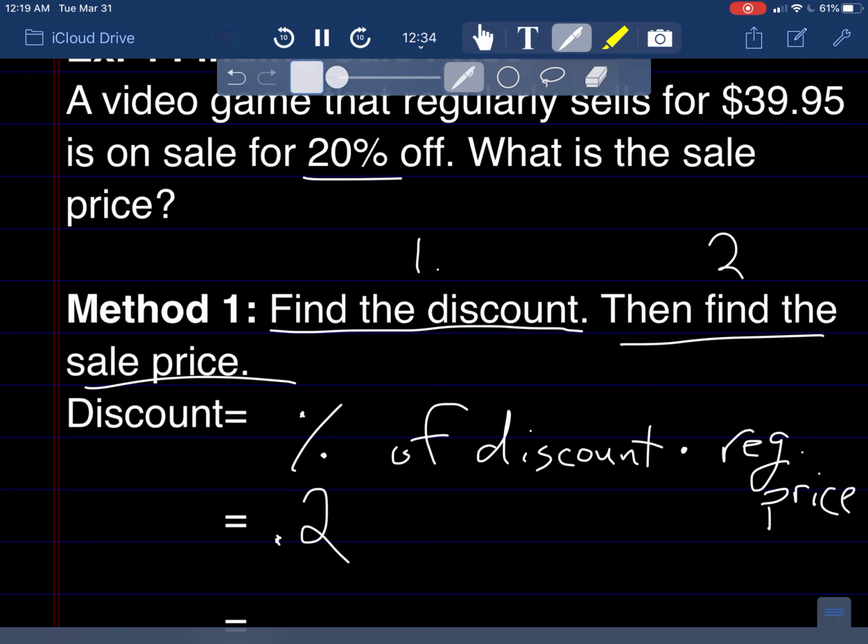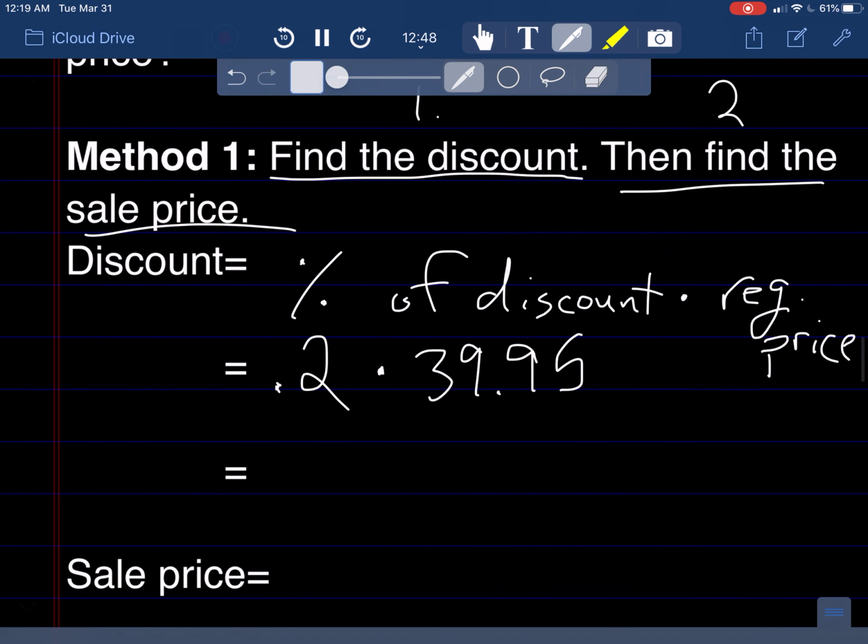And we're multiplying by the regular price, which was $39.95. Okay. So take your calculators, take your scratch paper, and work that problem really quick. So 0.2 times 39.95. All right, so hopefully you paused the video to do that. You should have gotten 7.99, all right? So that's the first step. We just found the discount. So we know that we get $7.99 off.